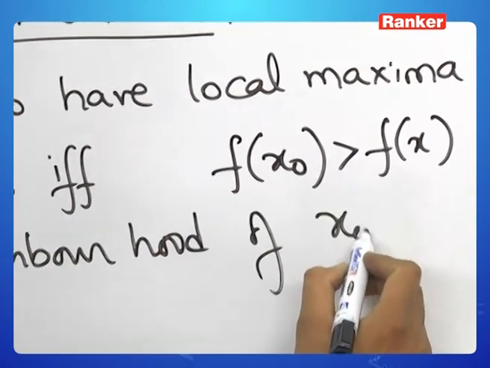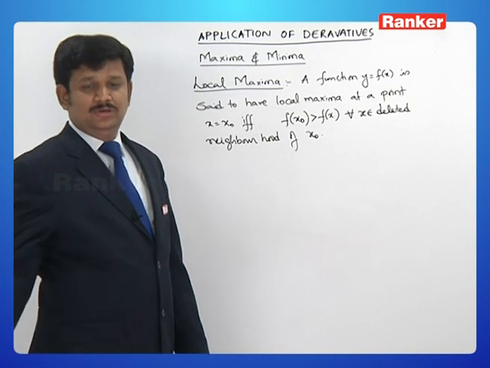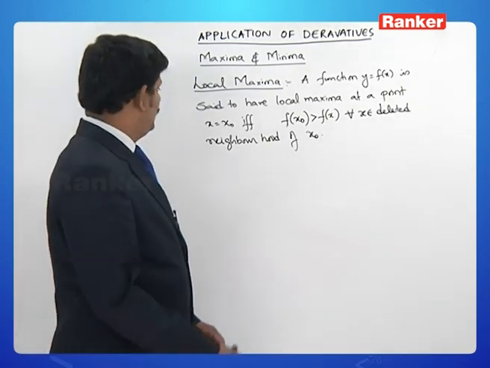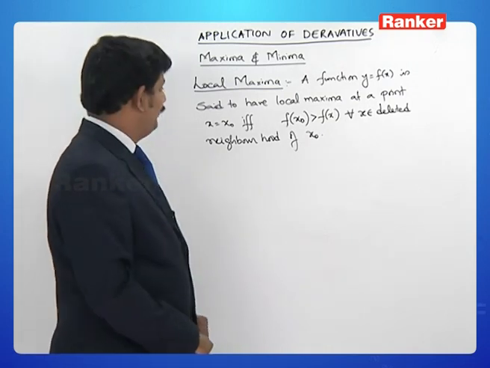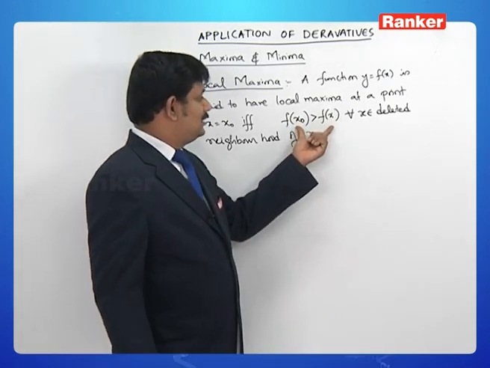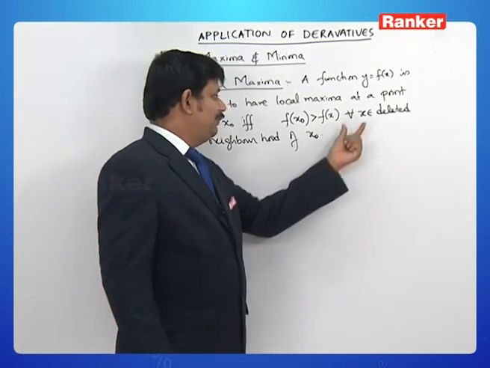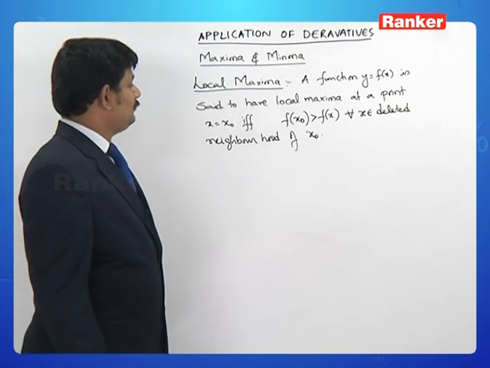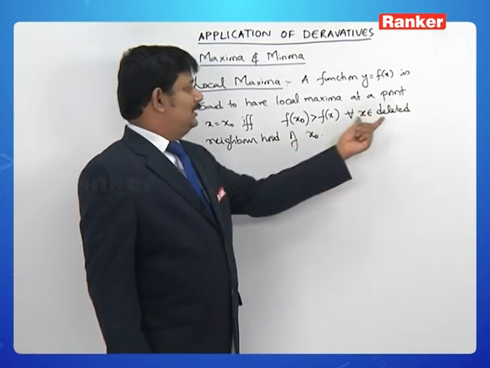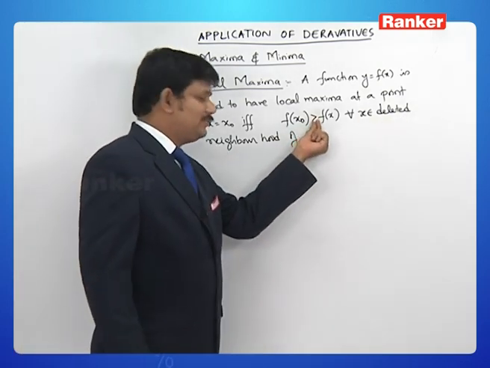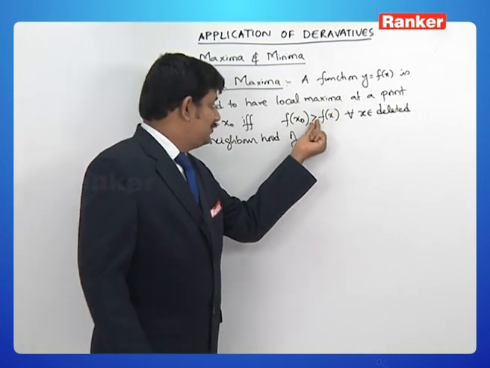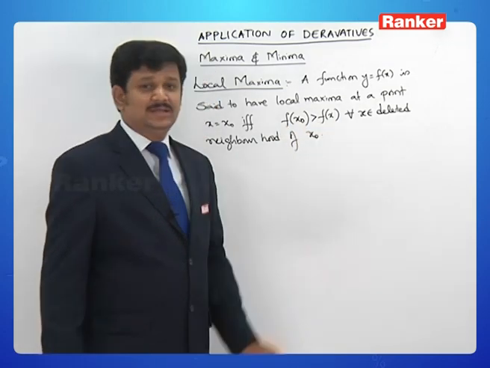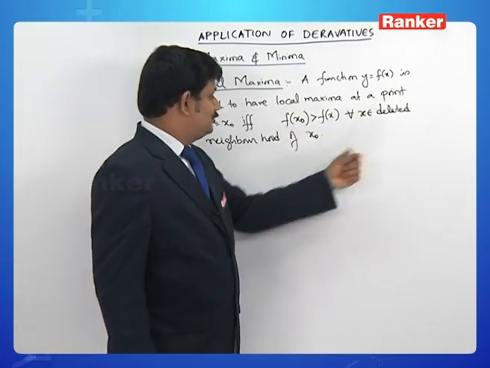A function y is equal to f of x is said to have a local maxima at a point x equal to x naught if and only if f of x naught is greater than f of x for all x belonging to deleted neighborhood of x naught. We are using deleted neighborhood of x naught because there is no equality here, and this is very important. f of x naught should be strictly greater than f of x for all x belonging to the deleted neighborhood.